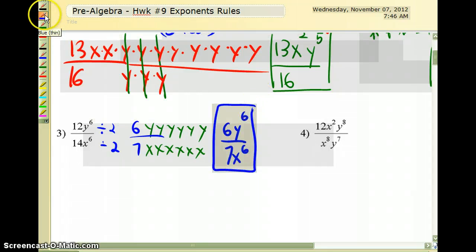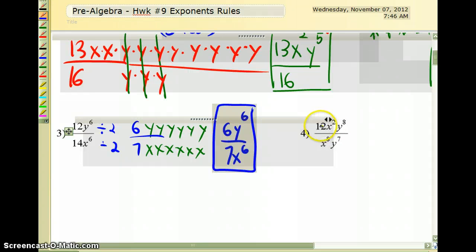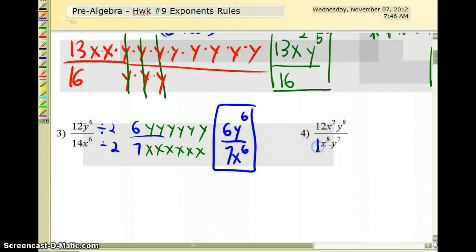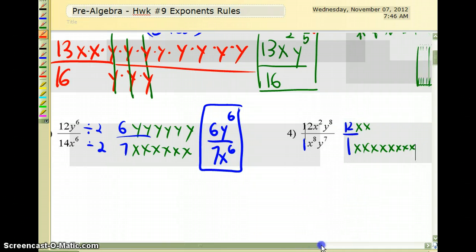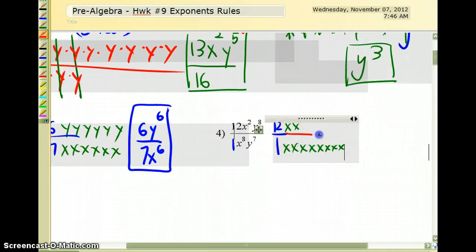For number 4, when I look at the 12, I can put a 1 there, I don't need to simplify that part. I do need to simplify the x's and the y's, so I'm going to go ahead and write that out. I have x, 8 of them in the numerator and the denominator. Okay, and then I don't seem to have that much space. I'm going to move to the side over here, and then I have y's.